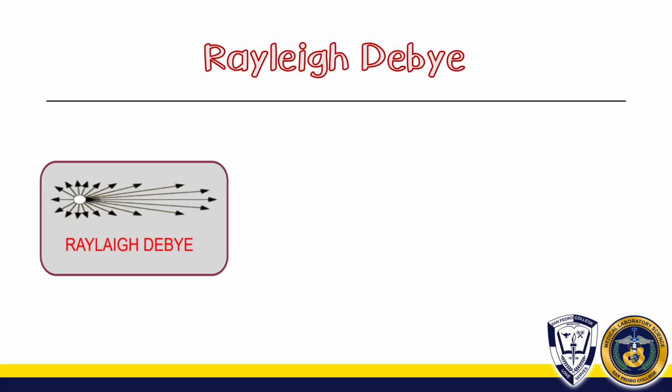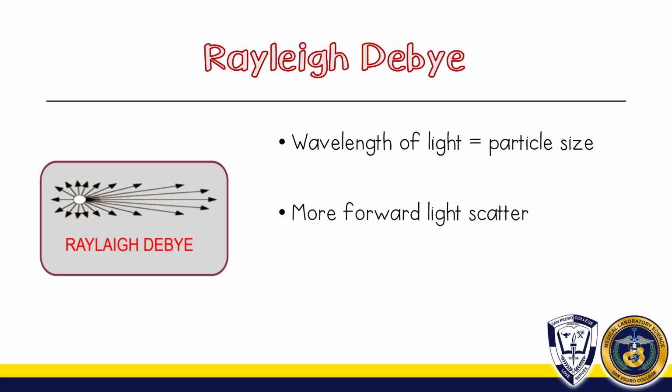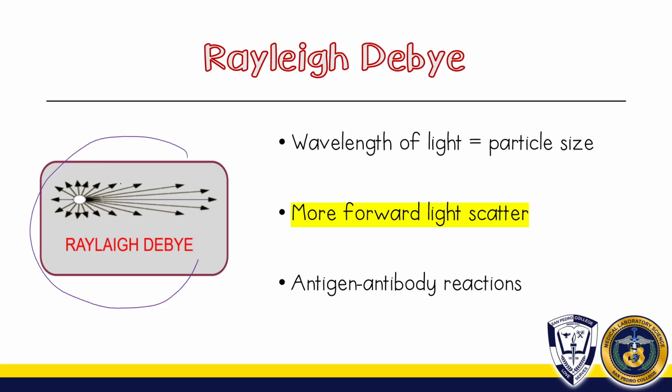So now we go to the last type, which is your Rayleigh-Debye. Now, here for Rayleigh-Debye, wavelength of light is actually equivalent or the same with the particle size. So what happens here is that there is more forward light scatter, and the best example for this is your antigen-antibody reaction. Now again, just to emphasize, ang sa inyuhang Rayleigh-Debye, di ba, if you try to look at this image, actually it has almost the same image with your Mie. But here, if i-try ninyo side to side, si Rayleigh-Debye ug si Mie, mas daghan ang forward light scatter gyud sa inyohang Rayleigh-Debye.